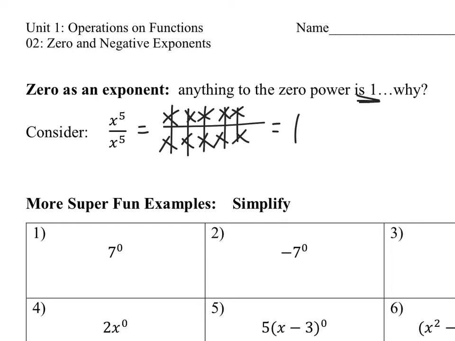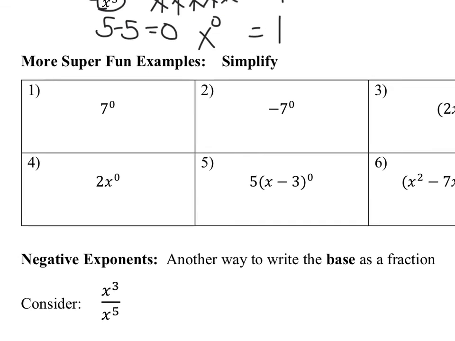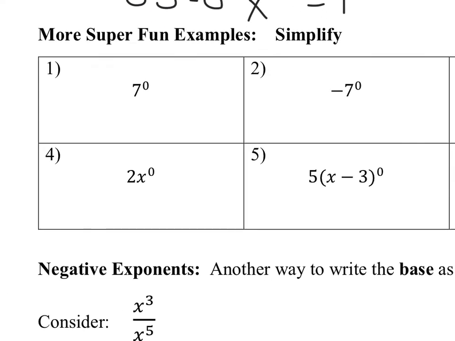The other way of thinking about it is using our division rules. 5 minus 5 is 0. So what that's saying is I have x to the 0 power. I have no x's left, so I just have 1. Okay, how many times does x to the 5th divide into x to the 5th? How many goes in? 1 time. It can't go in 0. It has to go in 1 time. So that's why anything to the 0 power is 1.